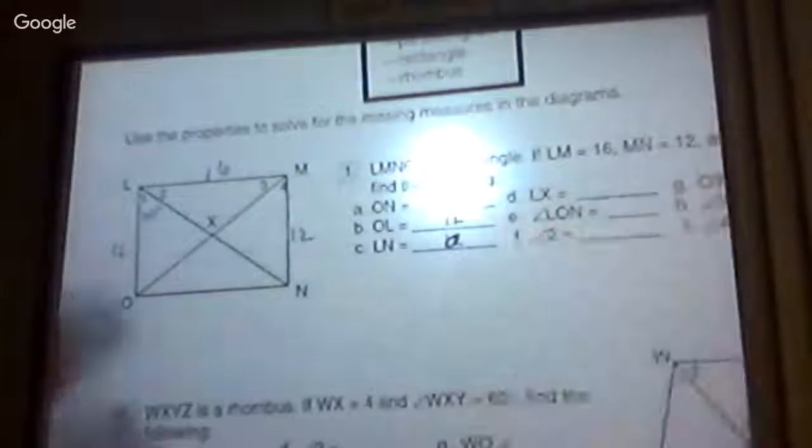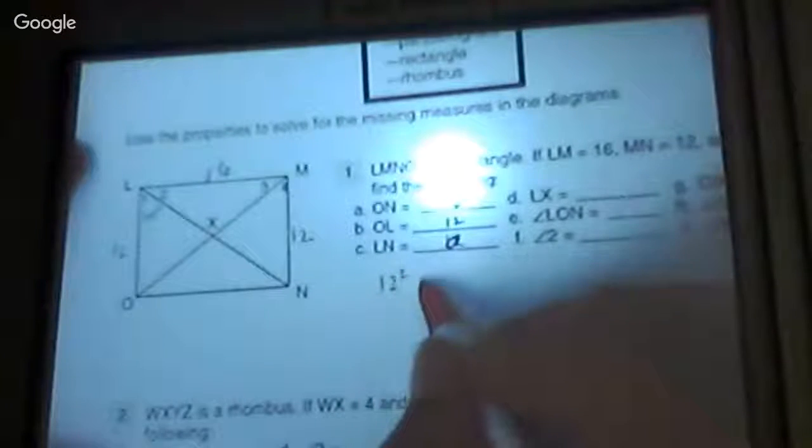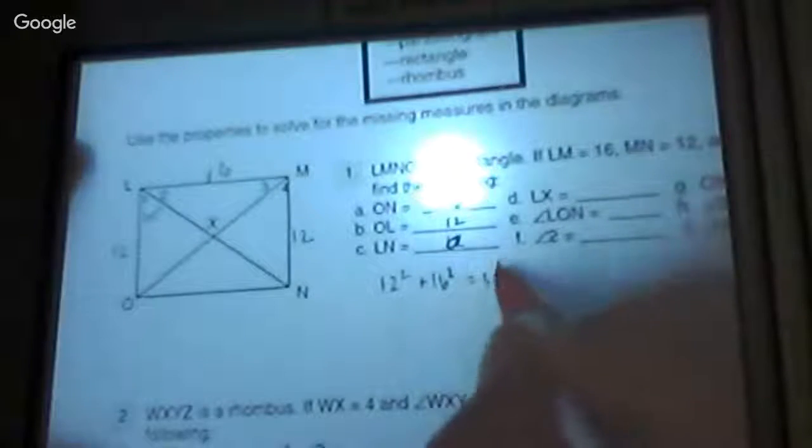LN is now 60. Wait, LN 60, right? Wait. OL is 12. Excuse me, I put 12 on the wrong one. LN is from this corner to this corner. 120? No, it's not 120. But one way that you can find the length of this side of the rectangle would be saying 12 squared plus 16 squared equals C squared.